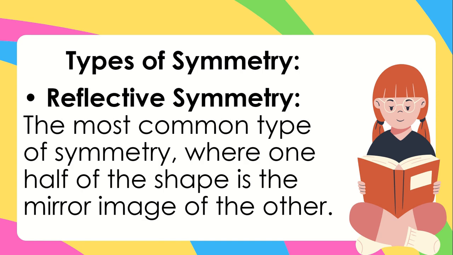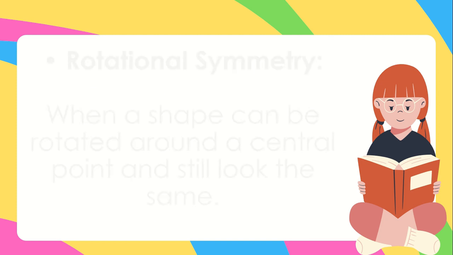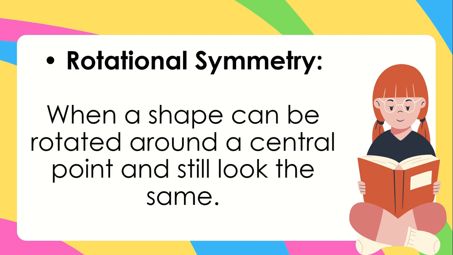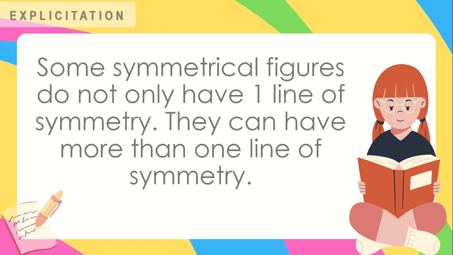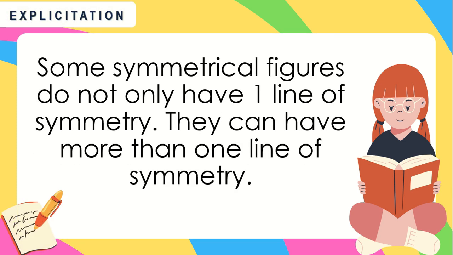Types of symmetry. We have reflective symmetry, the most common type of symmetry where one half of the shape is the mirror image of the other. Next is rotational symmetry, when a shape can be rotated around a central point and still look the same. Some symmetrical figures do not only have one line of symmetry, they can have more than one line of symmetry.